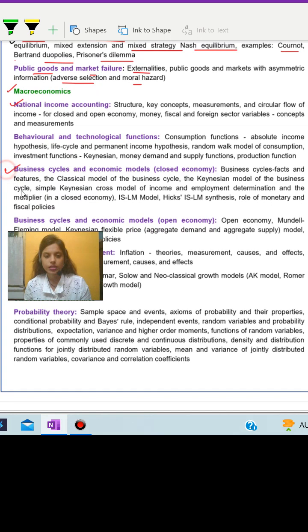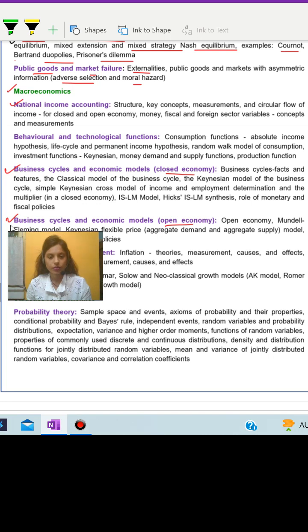Then business cycles is important. Business cycles and economic models, that is in open economy as well as in closed economy. These two concepts are to be clear in your mind. Inflation and unemployment, then growth models, all these are important. So coming to the national income accounting, focusing on the topics from where you can get the important questions.